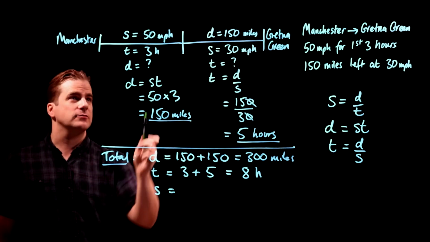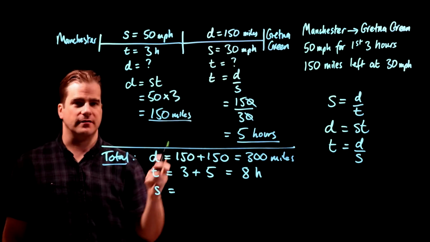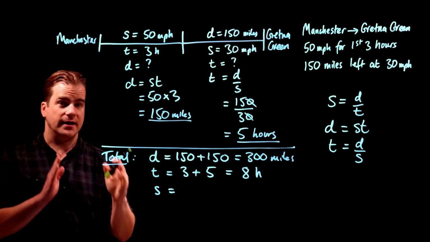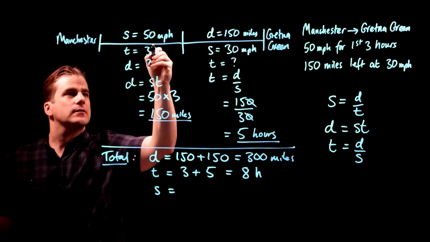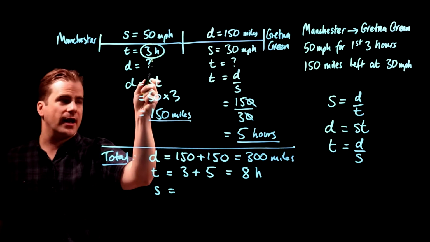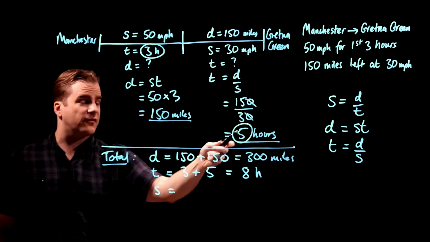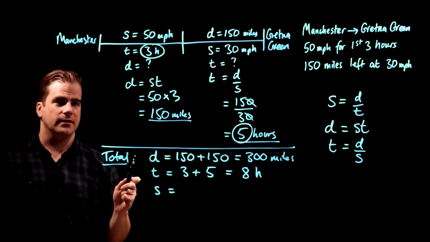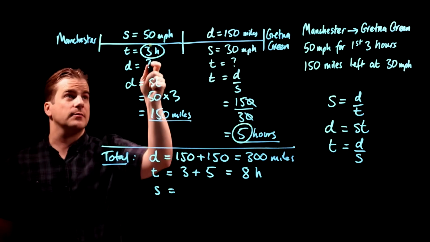You also don't just take the average of the two. The average, or the midpoint of 50 and 30 is 40 miles an hour. But that's not the average speed of the whole journey. And the reason is, look at the times for the two sections. The reason the average speed isn't 40 is that you're travelling at 50 miles an hour for 3 hours, but look, you're travelling at 30 miles an hour for 5 hours. You're travelling at the slower speed for longer than you're travelling at the faster speed. And that's why the average speed will be closer to 30 than it will be to 50.